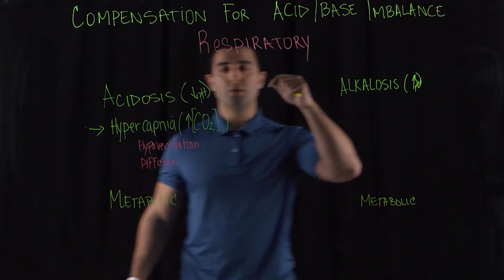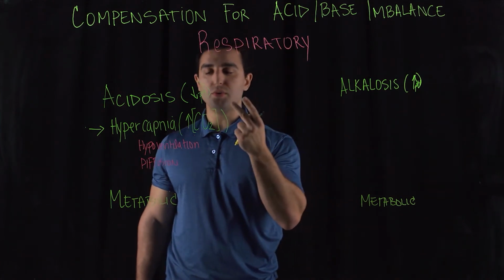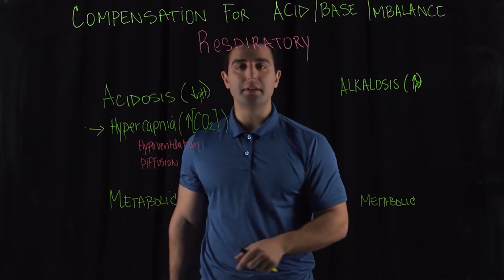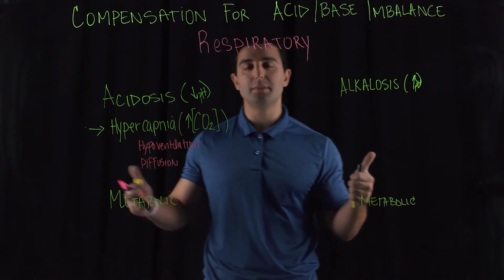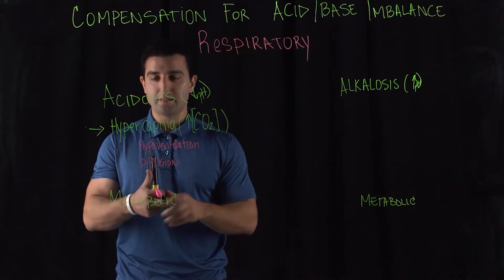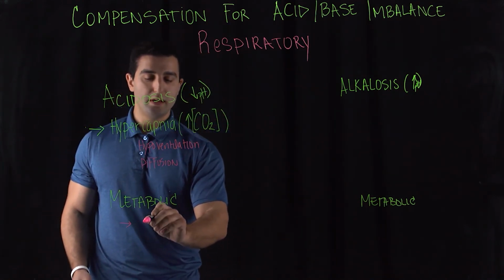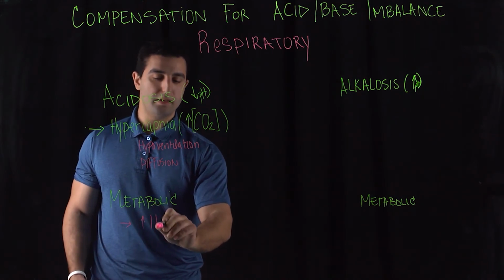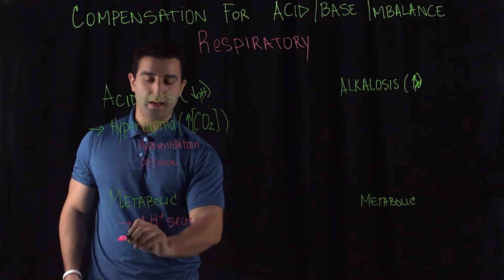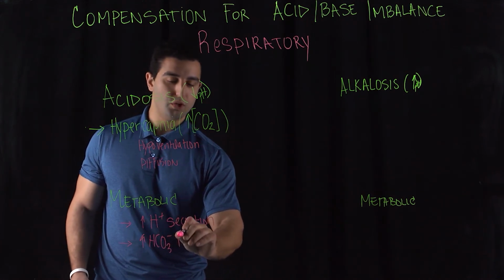You need to increase the pH. You want to make it more basic. There are two specific chemicals that regulate this pH metabolically. One is the hydrogen ions, and the other is the bicarbonate. Bicarbonate is a base, the hydrogen ion is an acid. So what your body does in order to compensate respiratory acidosis metabolically is increase the hydrogen secretion, as in leaving your body, and increase bicarbonate reabsorption.